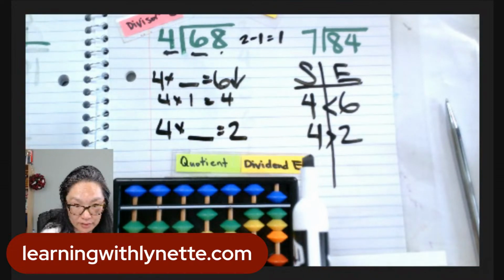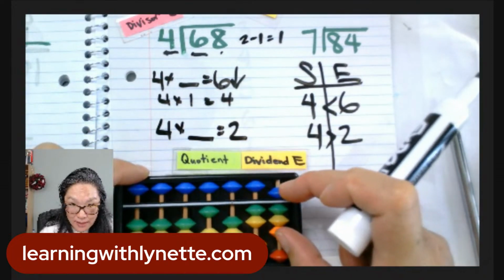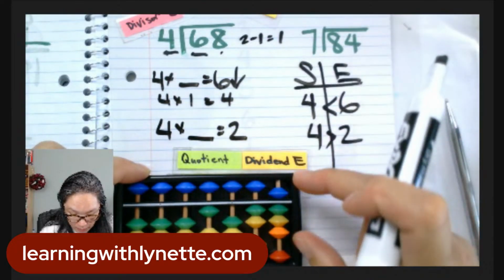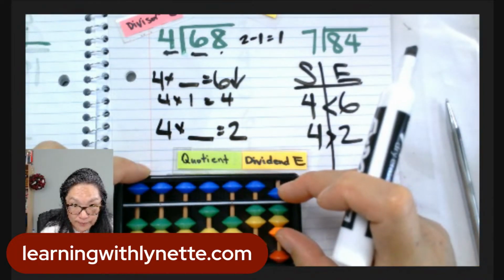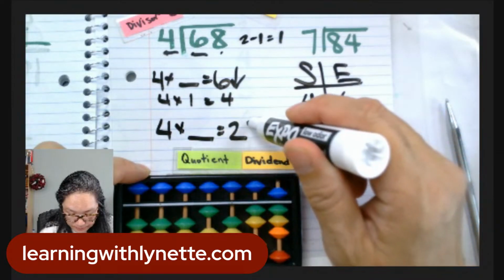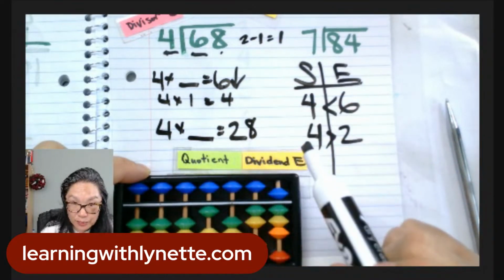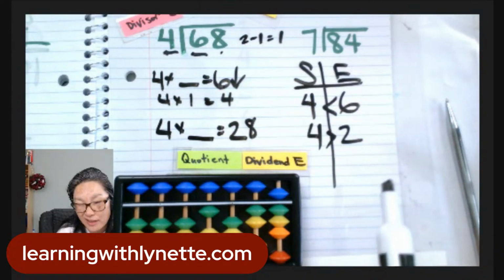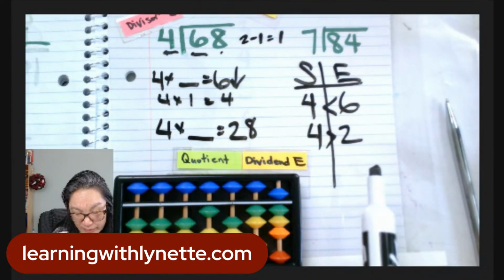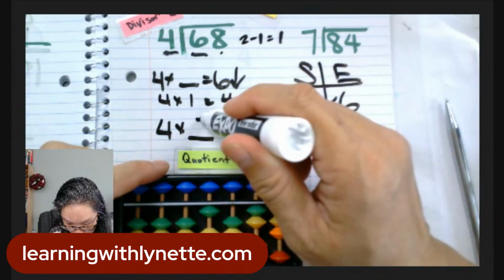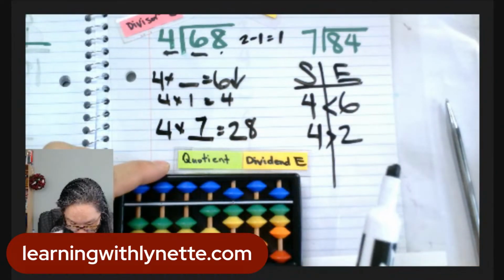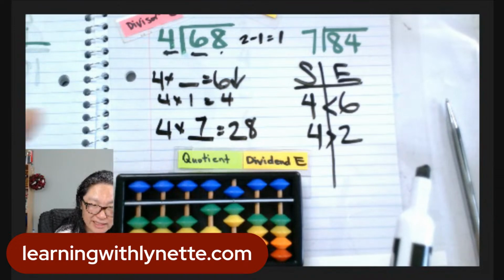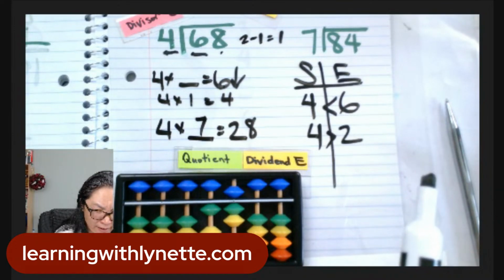That's never going to happen. We need the next number. We need it to be 2 digits. So I'm going to add this second column, 8. Now my question is complete. 4 times what is equal to 28 or less? 4 times 7? Put my 7 here, take away 20, take away 8. So my final answer is 17.